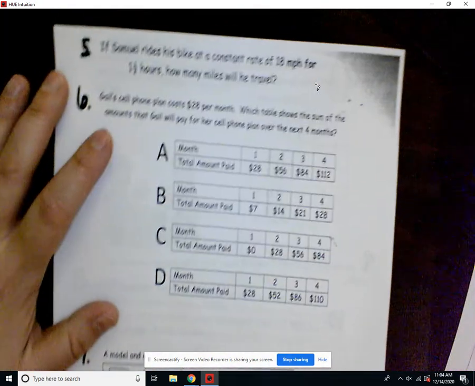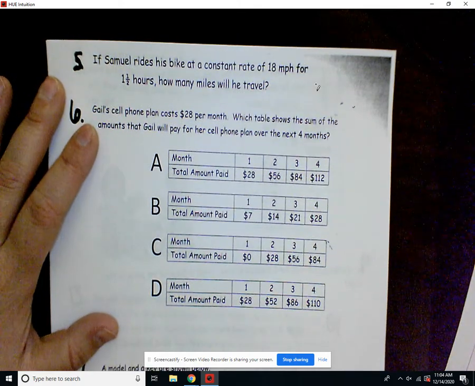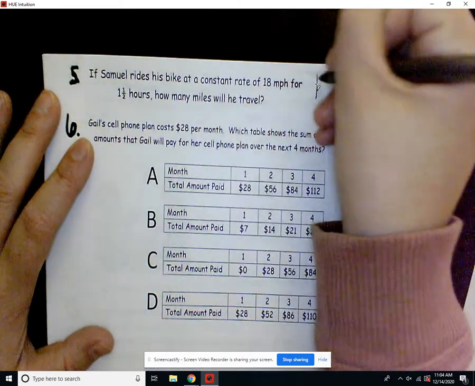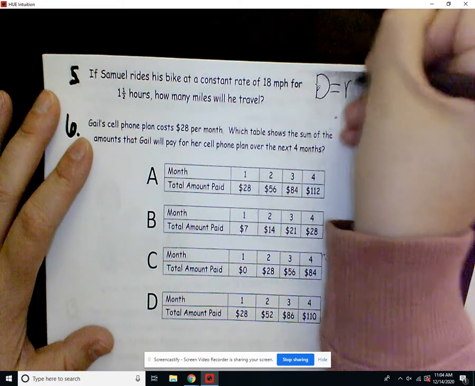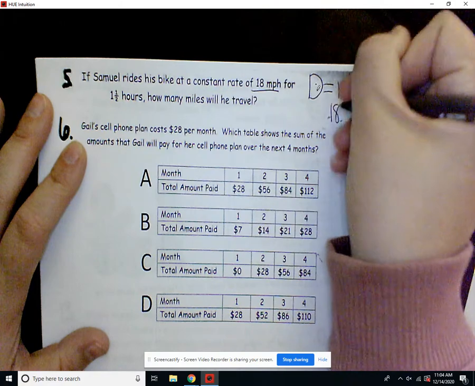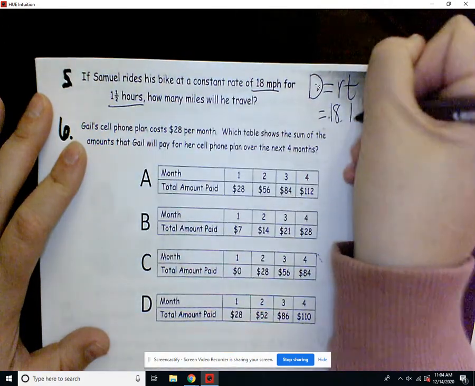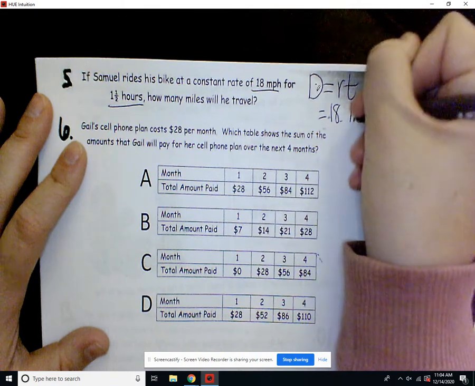Okay, number 5. Samuel rides his bike at a constant rate of 18 miles per hour for 1.5 hours. How many miles did he travel? So this is our distance, rate, and time. 18 miles per hour is our rate. 1.5 hours is our t. We'll change that to a decimal, 1.5.